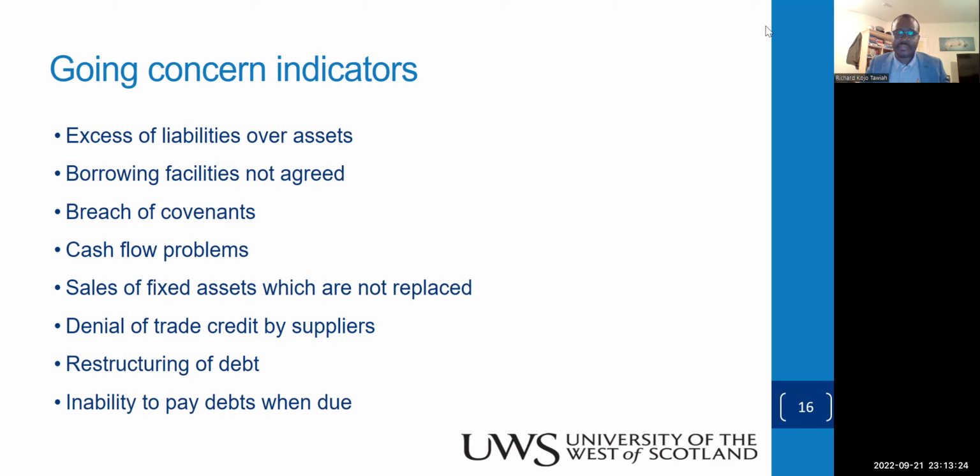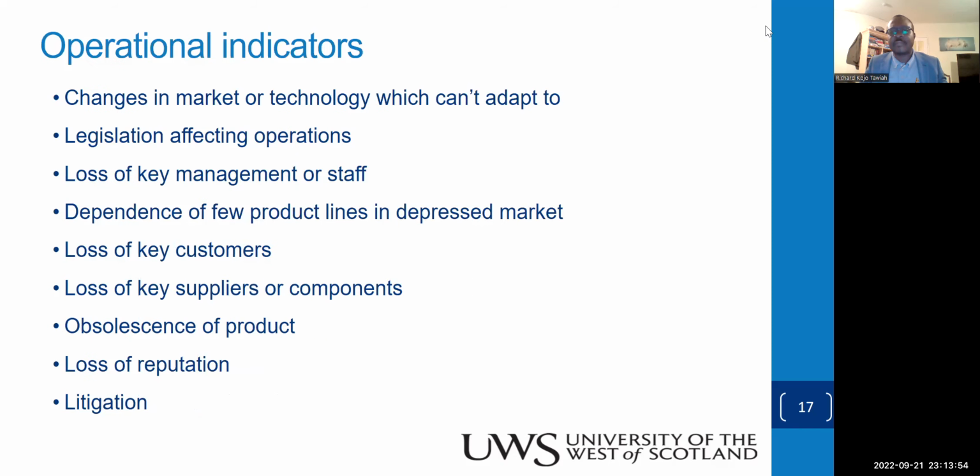operational needs. They are selling fixed assets, but they are not replacing these fixed assets when the company is still surviving. You can't be selling all your cars and not replacing them. Suppliers are not giving them extra credit, no extra days for them to pay. Their debts, they keep restructuring them because today they default, tomorrow they have to go and restructure to meet the terms of the debt covenant. And again, they are not able to pay their debts when due. Okay, these are financial issues of going concern.